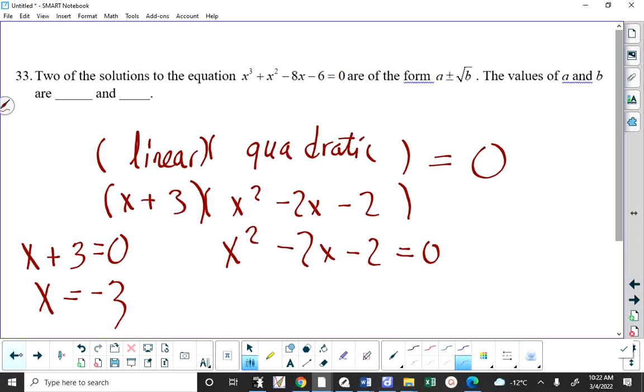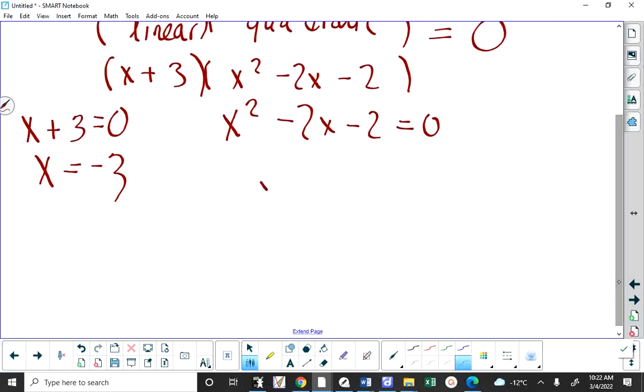Now, I'm going to pause there. Have I answered your question, or does your question revolve around the rest of the solution? Okay. So when we apply the quadratic formula to this, it's negative b, plus or minus the square root of b squared minus 4ac all over 2a.